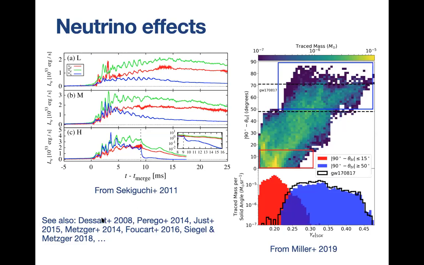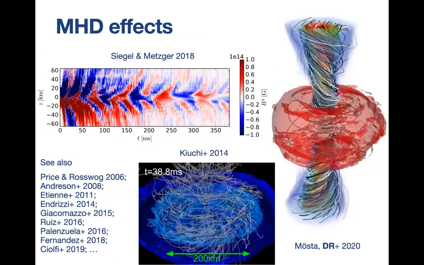There have been many other works in the literature on neutrinos, so I'm not going to be able to comment on all of them. But the general indication is that neutrinos are very important. They're crucial for nucleosynthesis, and they may even impact the stability of the remnant on time scales of the order of a second or so. The last effect that I want to consider for the post-merger is MHD effects and turbulence.